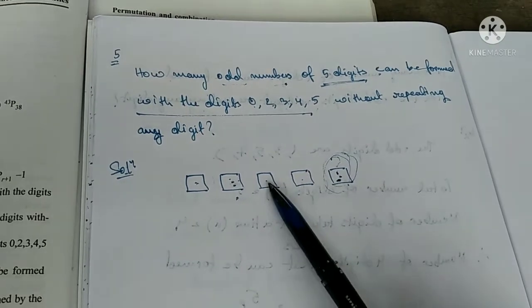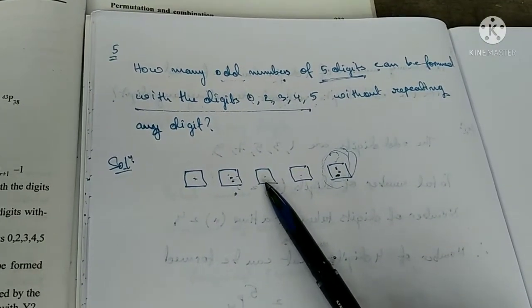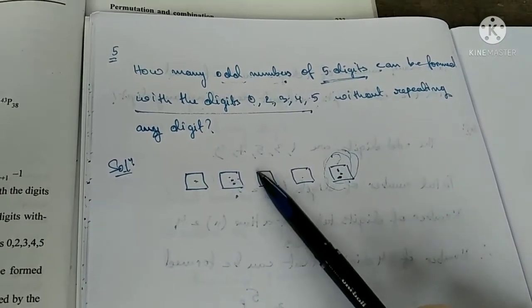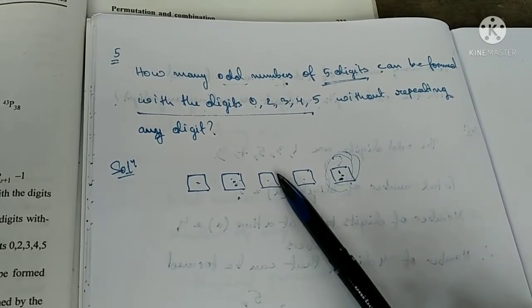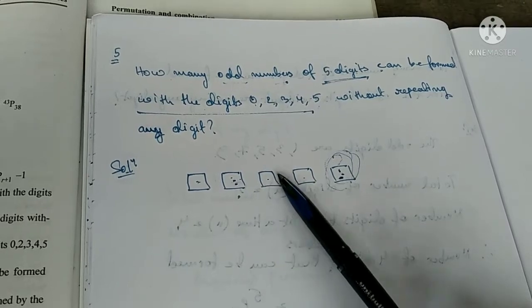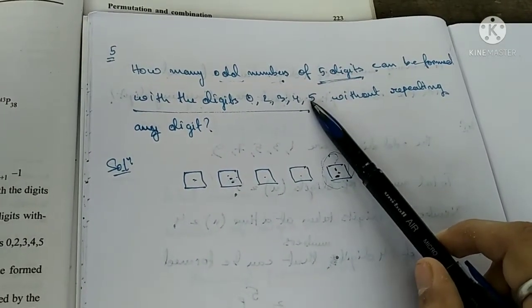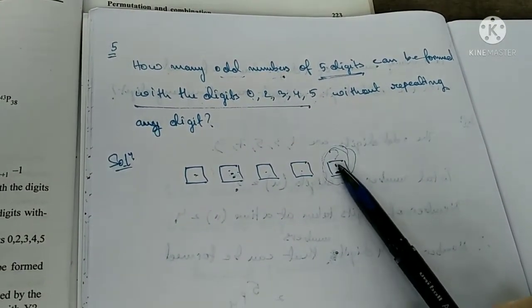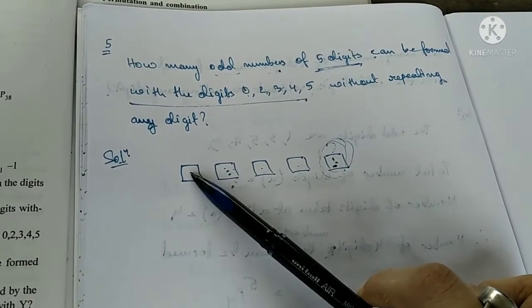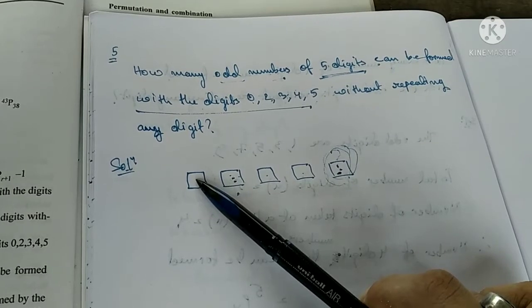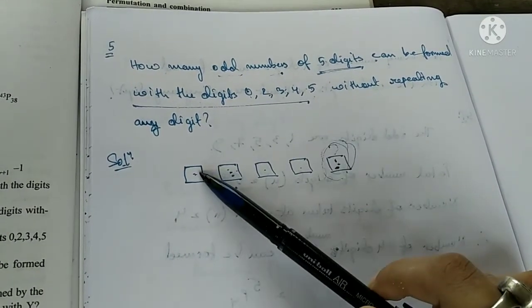Okay, now let's come to the third place. The third place can be arranged in how many ways? Let's say 5 goes to the last place, and out of these 3 available digits, 2 goes to the first place.